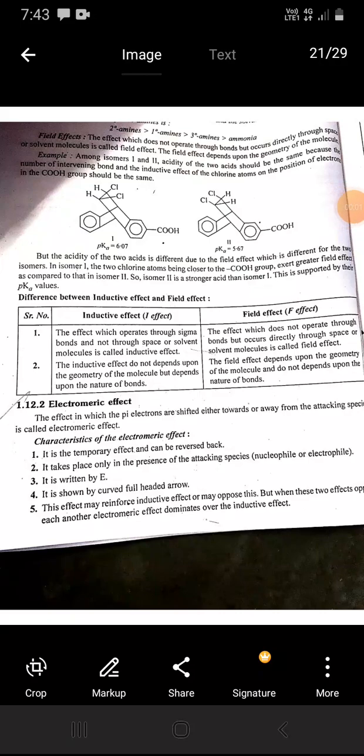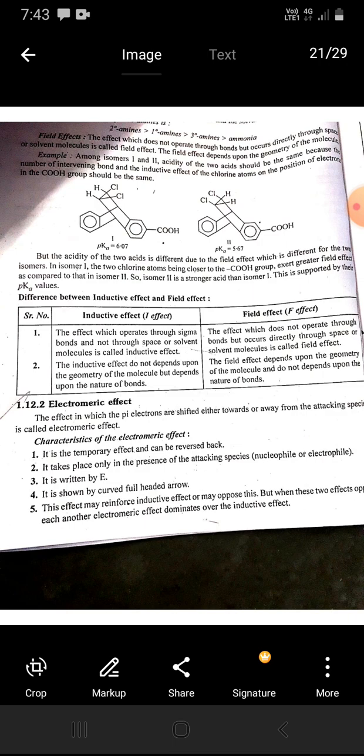Electromagnetic effect: the effect in which the pi electrons are shifted either toward or away from the attacking species is called the electromagnetic effect. Characteristics of the electromagnetic effect: it is a temporary effect and can be reversed back. It takes place only in the presence of the attacking species, nucleophile or electrophile. It is written by E. It is shown by the curved full-headed arrow.